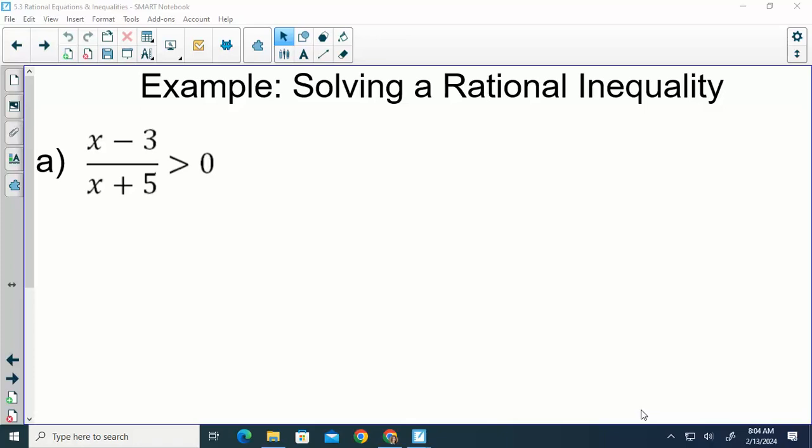No. So with an inequality, if we multiply by a negative, it would have to flip our inequality. If I try to multiply by x plus 5, do we have any way of knowing if x plus 5 is positive or negative? No. So that's not going to work.